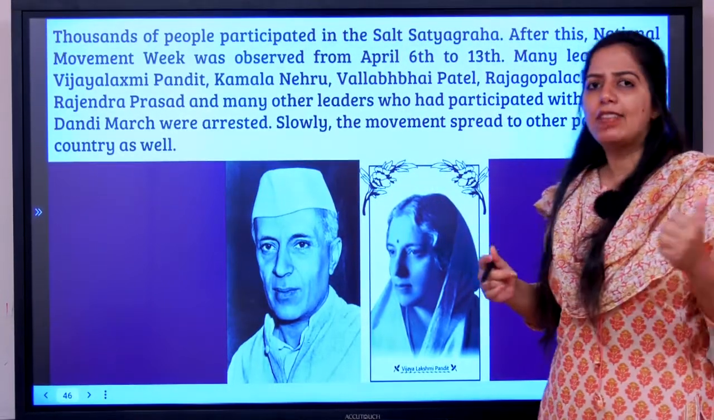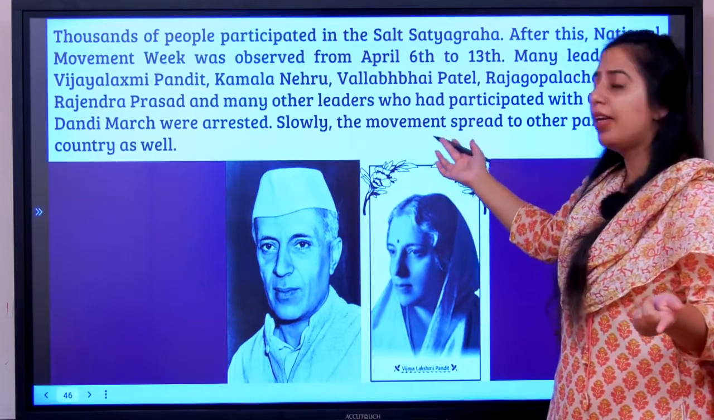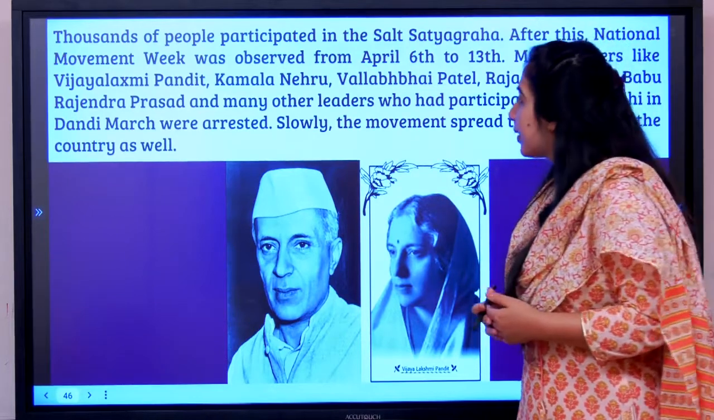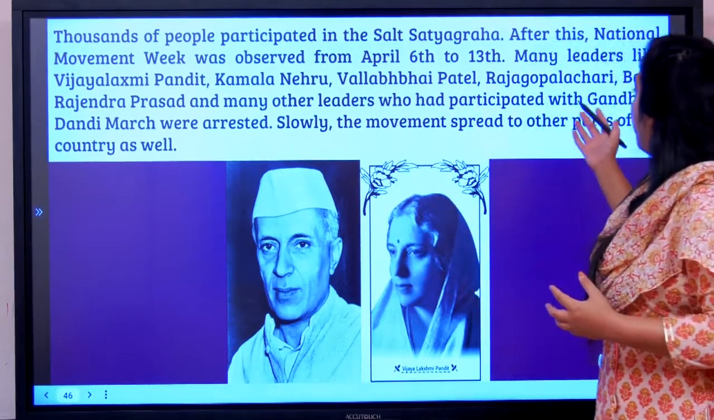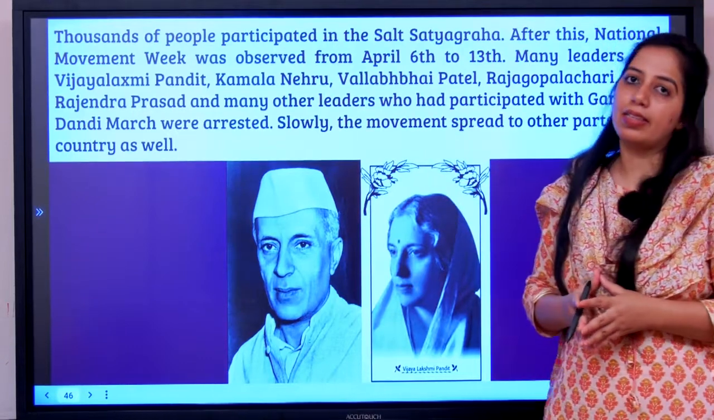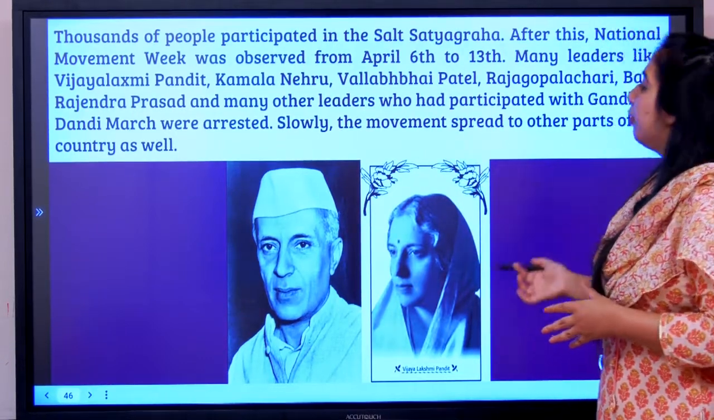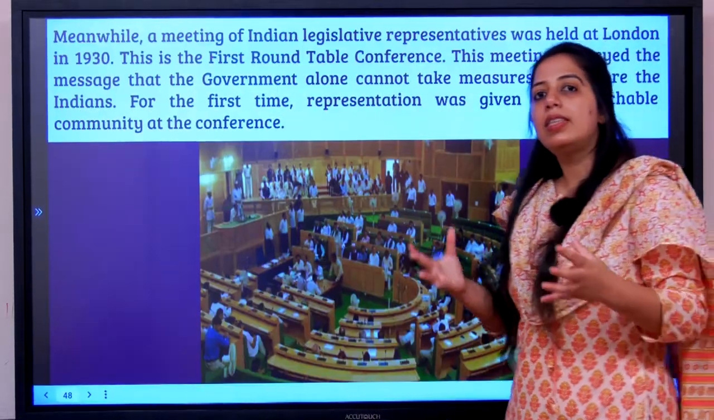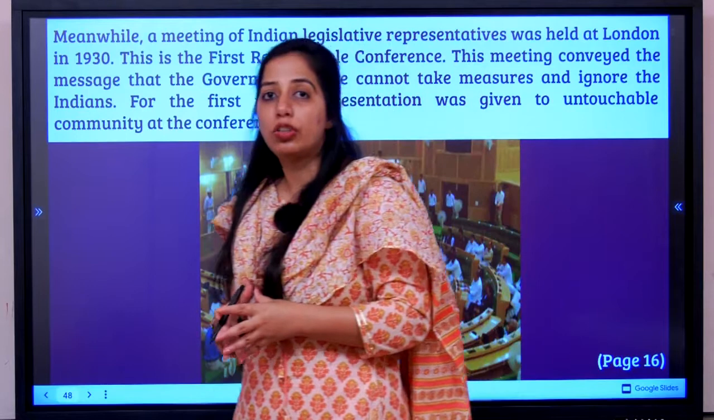Many leaders like Vijayalakshmi Pandit, Kamala Nehru, Vallabhbhai Patel, Rajagopalachari, Babu Rajendra Prasad and many others participated with Gandhiji. They were all arrested. Slowly the movement also spread to other parts of India. So this is how the Dandi March actually took place.